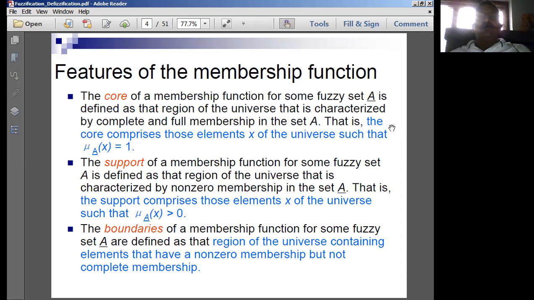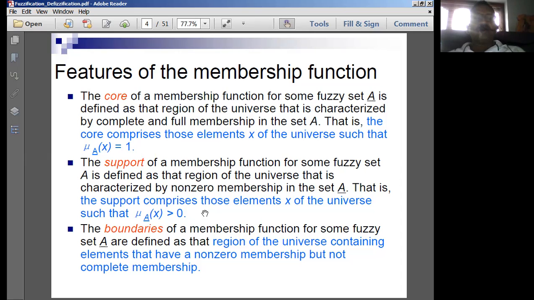The definition is something like: the core comprises those elements x of the universe such that mu A of x is equal to 1. That means the mu A of x for all the elements of the fuzzy set is always equal to 1. If mu A of x for all the fuzzy set elements is equal to 1, then that kind of feature is called the core of a membership function.